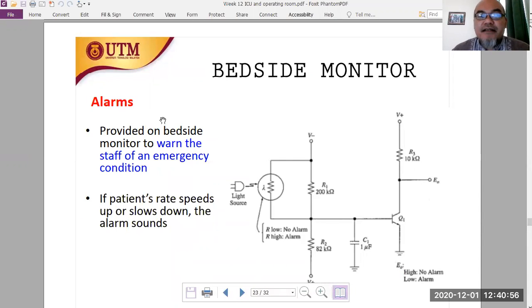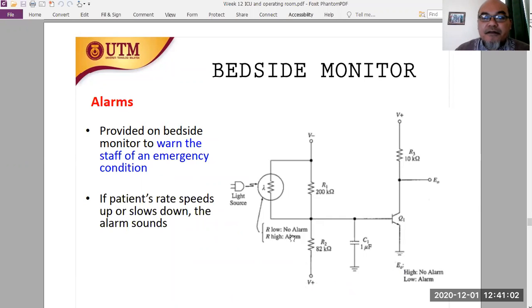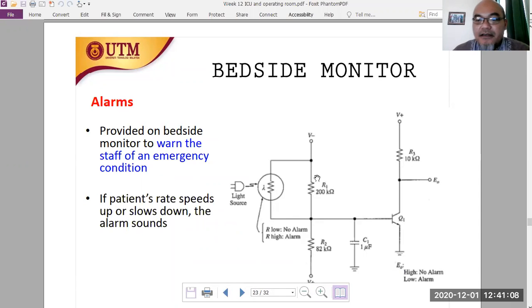Alarms are provided on the bedside monitor to warn the staff of emergency conditions. For example, when the rate is low, there is a low alarm. When it is high, there is a high alarm. So this is one of the typical circuits for an alarm. If the patient's rate speeds up or slows down, the alarm will sound.